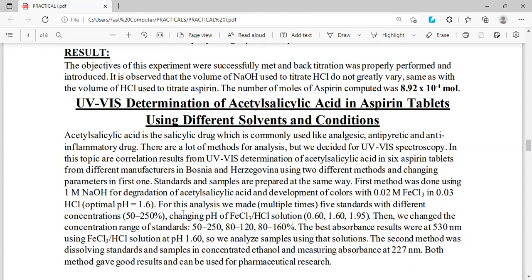For this analysis, we made 5 standards with different concentrations, changing the pH of the FeCl3 HCl solution. Then we changed the concentration range of standards, 50 to 250, at 530 nanometers using the FeCl3 HCl solution at pH 1.60. So we analyzed samples using that solution.